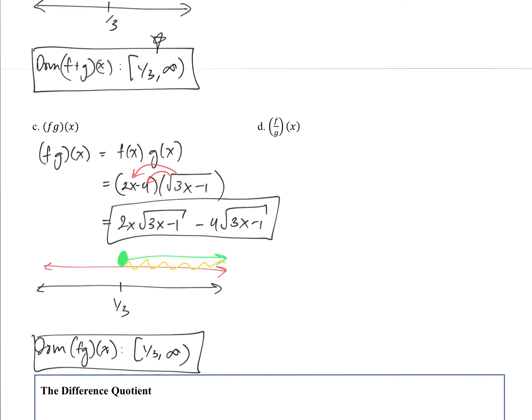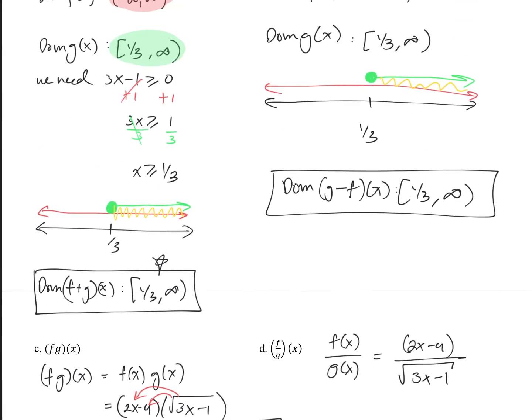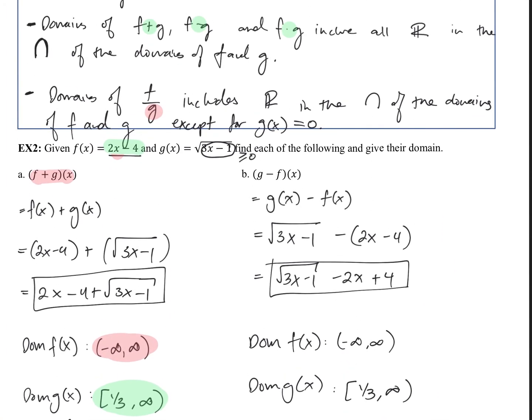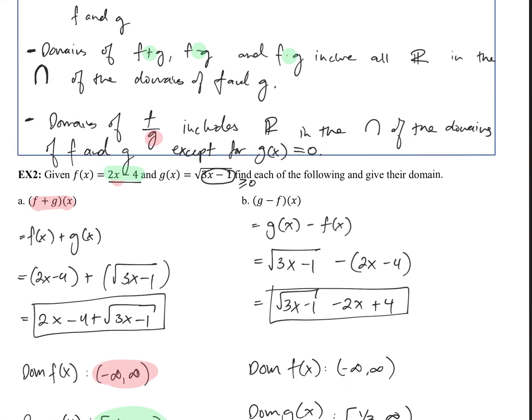Alright, one more to go. F divided by g of x. Okay, so that's going to be f of x divided by g of x, which is going to equal, well, f of x is 2x minus 4, and g of x is the root of 3x minus 1. So we have to be careful now, though. Remember, the only time the domain finding changes is when we talk about division. And what changes with division? We can include all values except for when g of x equals 0.